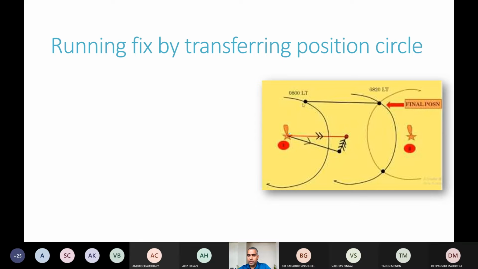Like you see in this diagram, we have a light here. And at 0800, we have obtained a position circle. This is that position circle. So you just mark that position circle on the chart.